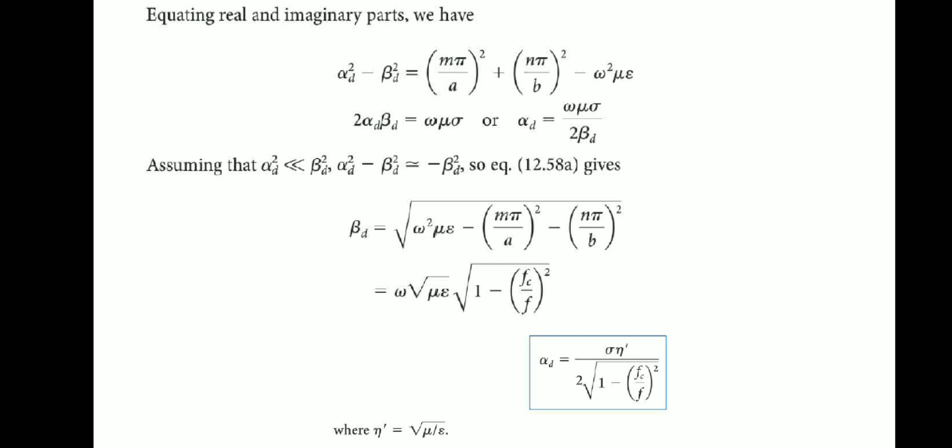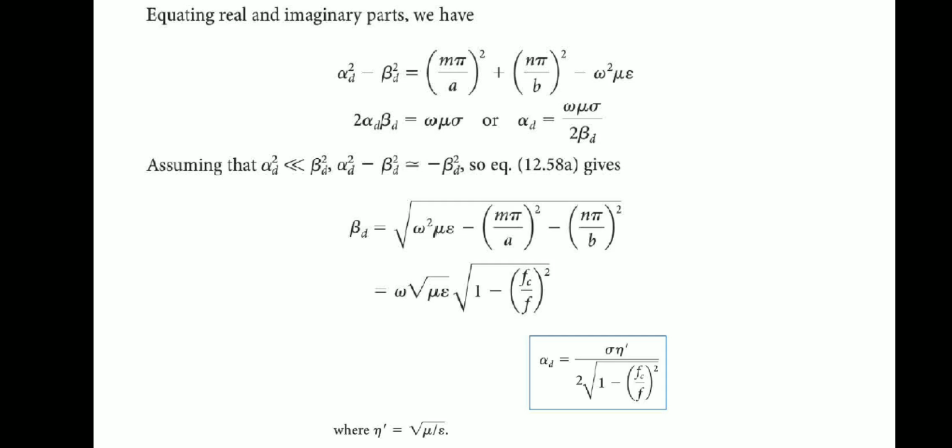So first we can find beta d, then after substituting the beta d expression, we can find alpha d. To find beta d, we take the assumption that alpha d square minus beta d square is nearly equal to minus beta d square itself. That means alpha d square is very much less than beta d square. So the real part equation becomes minus beta d square equal to (m pi by a) whole square plus (n pi by b) whole square minus omega square mu epsilon, or beta d square equals omega square mu epsilon minus (m pi by a) whole square minus (n pi by b) whole square.